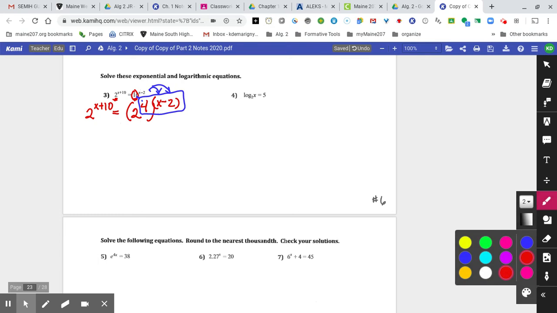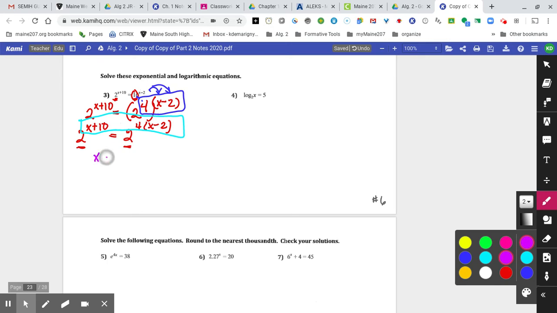So let me go back to red. I have 2 to the 4 times x minus 2 is equal to 2 to the x plus 10. Well, when the bases are the same, I can just take your exponents and set the exponents equal to each other, because that's the only thing I'm doing is comparing. So I'm going to compare these two. I'm going to do this in purple.